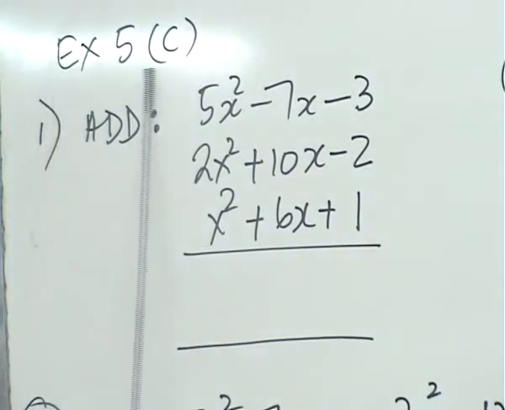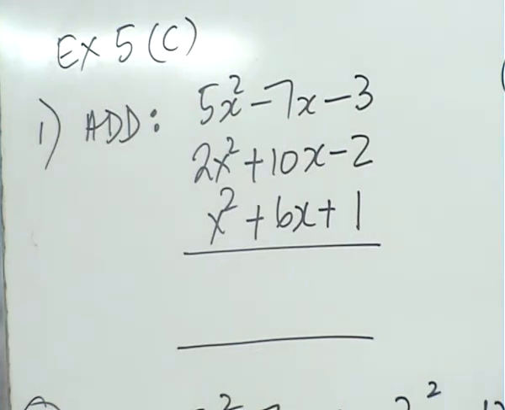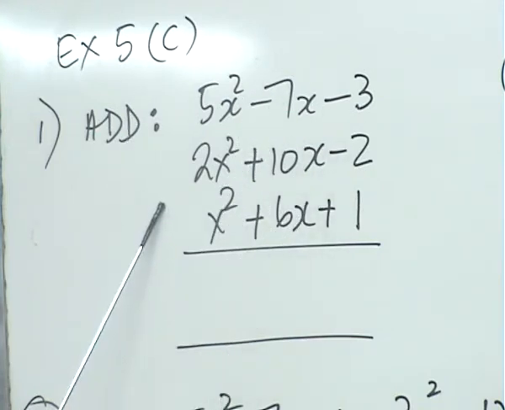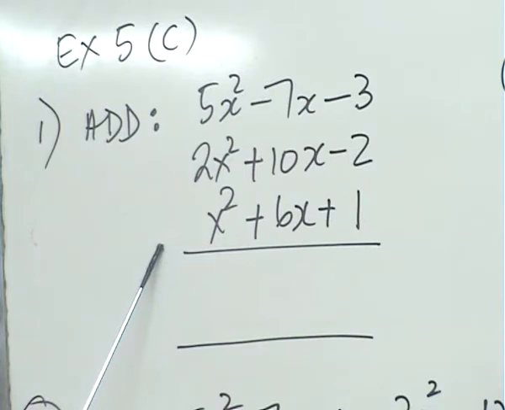Alright, let's call this exercise 5C. In this example, you will have to either add or subtract. In number 1, you are required to add 5x squared minus 7x minus 3, 2x squared plus 10x minus 2, x squared plus 6x plus 1.